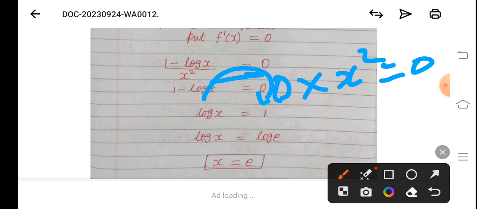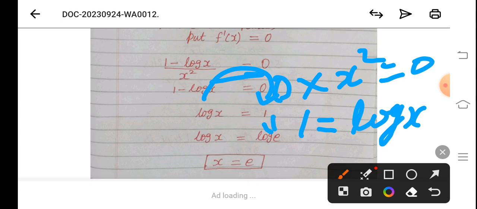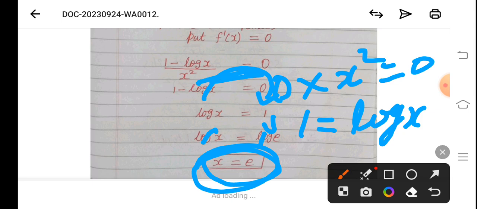Then I keep minus log x on that side. Minus log x goes to the other side as plus log x, so 1 equals log x. We all know log e is 1, so instead of 1 we can write log e. So log and log are removed, and x equals e. Clear? Check. We put f dash of x equal to 0, and the division goes to the other side as multiplication, making it 0: 1 minus log x equals 0.